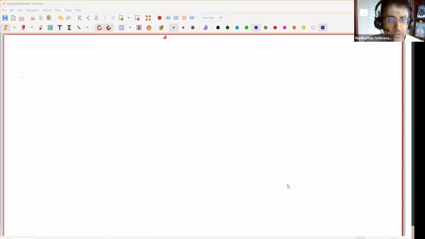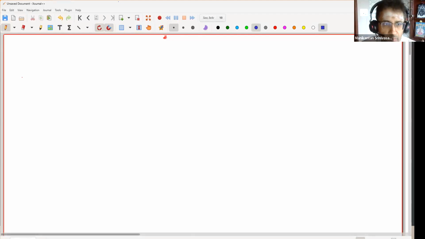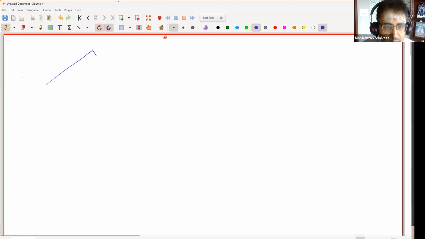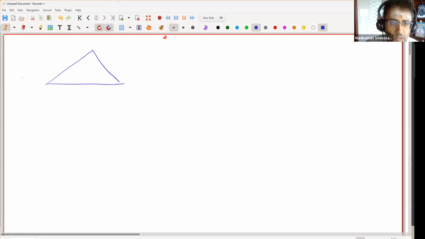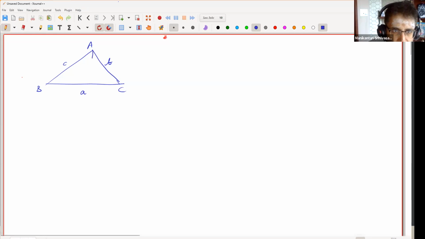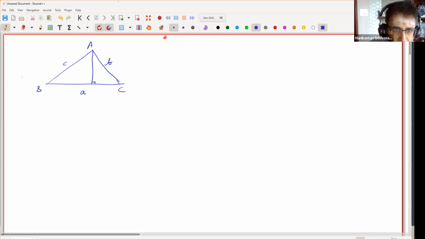Okay. All right. So we'll start with the basic sine rule. If I have any triangle like this, let's just say A, B, and C. The labeling of the sides, as I've told you in the past, is the smaller letter of the corresponding vertex, so small a, small b, and small c. Now, if I drop a perpendicular from here to here, let's call that h.